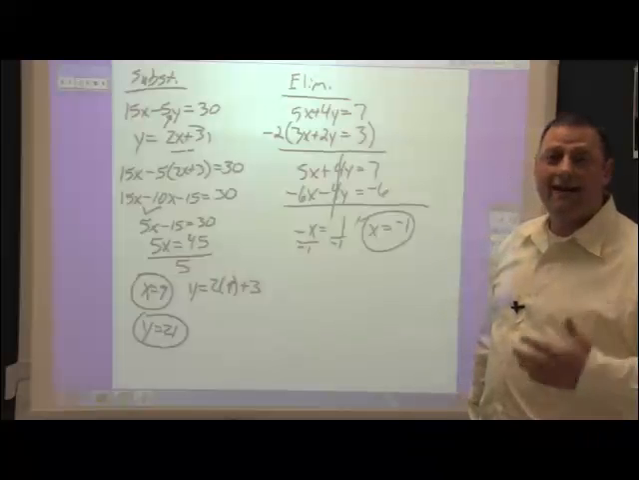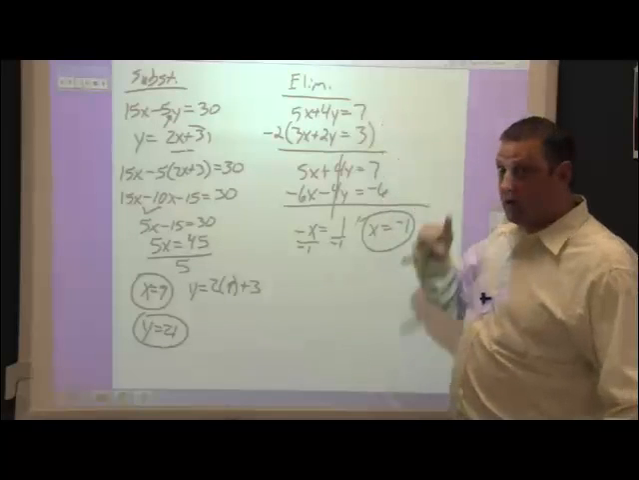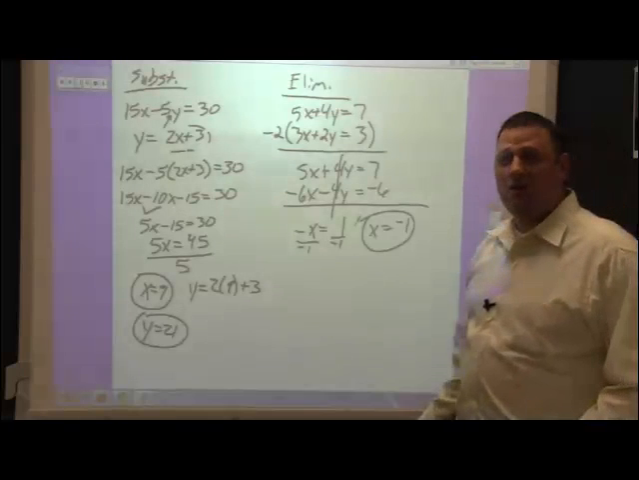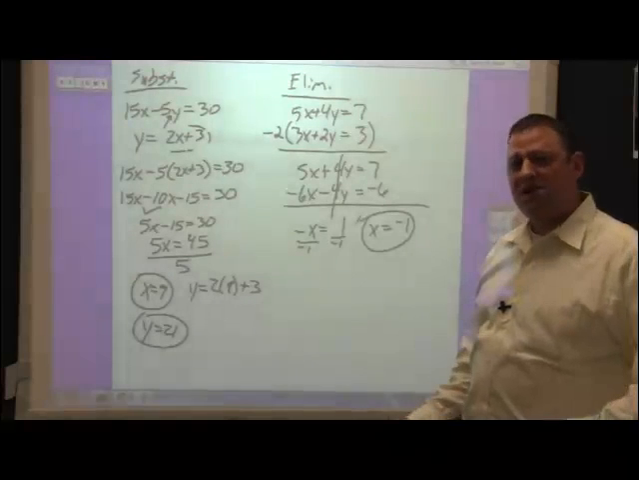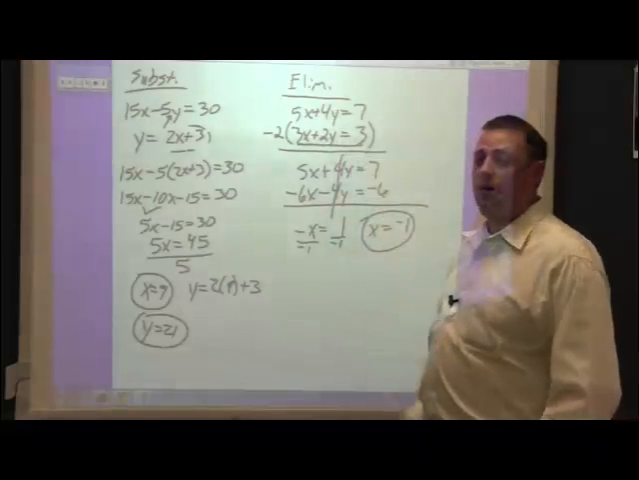Now, don't forget, you're not done. You've got to go back and find y. Does it matter which one of these two original equations that you plug them in? No, it's got to work for either one. I like to just use the equation that had the smaller numbers. It usually just makes it easier to work with. So I'm going to plug it into the very original second equation.